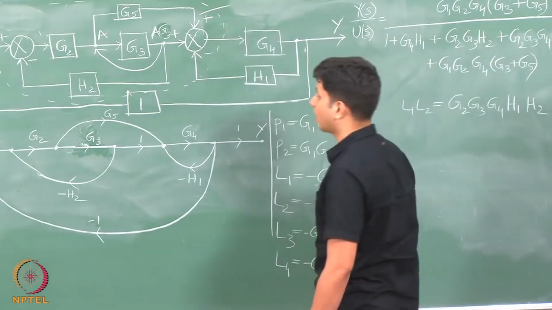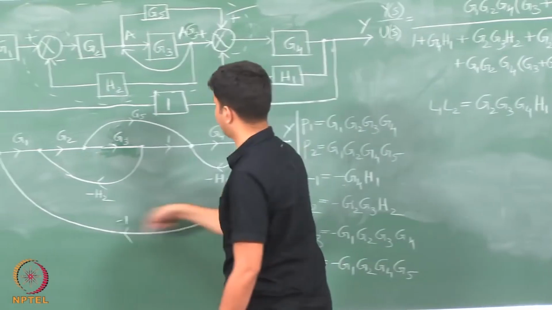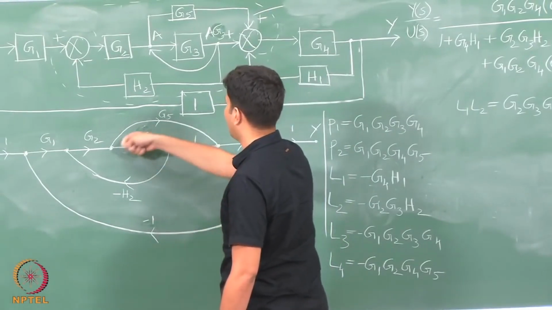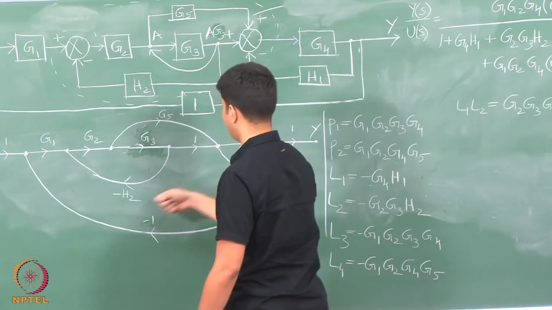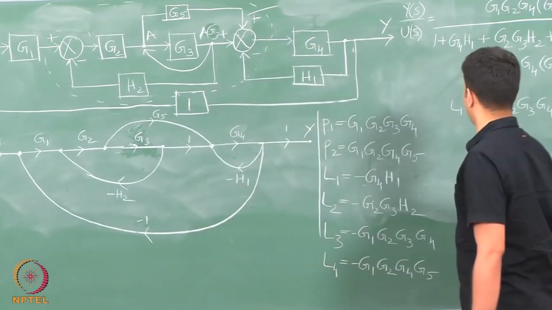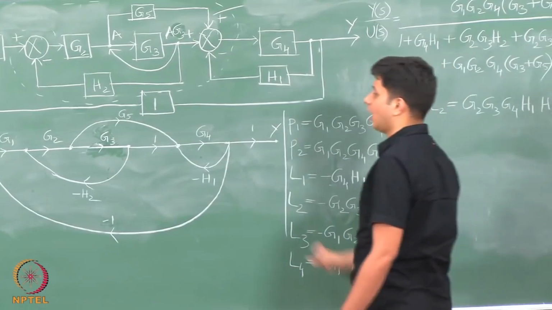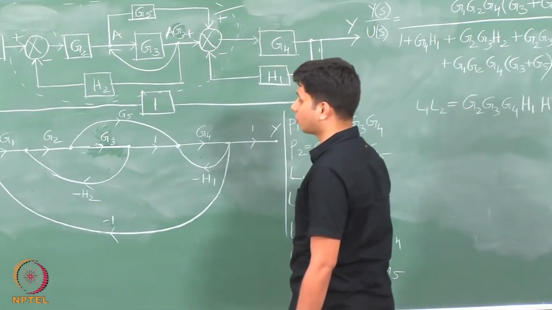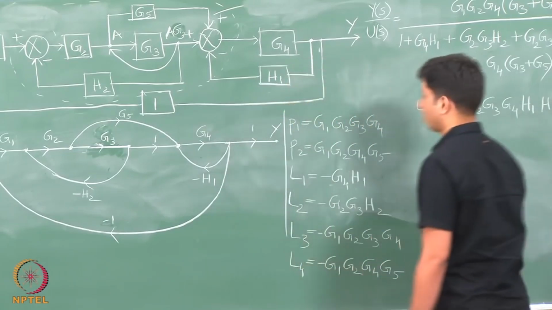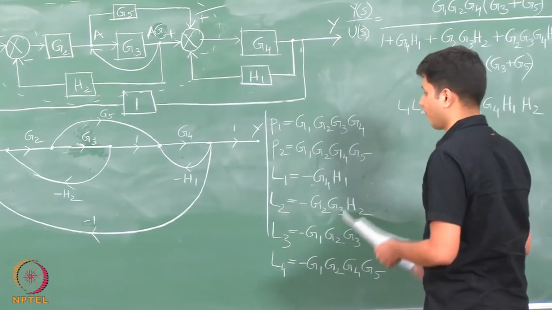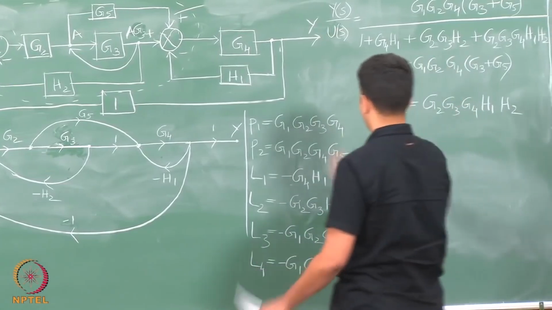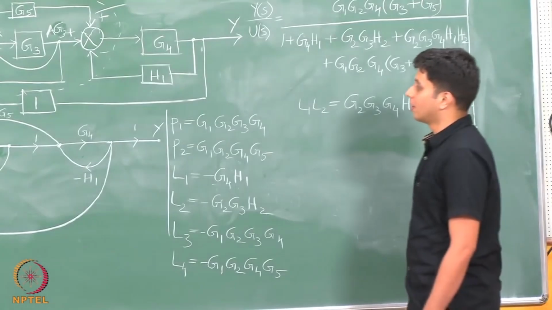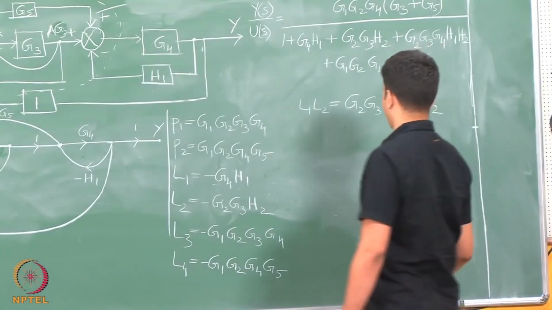And if you observe, there are no other non-touching loops, because this loop and this loop are touching, this and this are touching, and even with G5 these 3 are touching each other. So, there are no other non-touching loops, and even if you go to 3 non-touching loops, there are no 3 loops which are not touching. So, this is where we stop. Now, we have all the required components to substitute in Mason's gain formula.